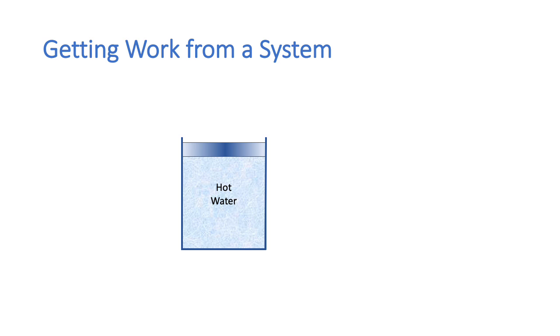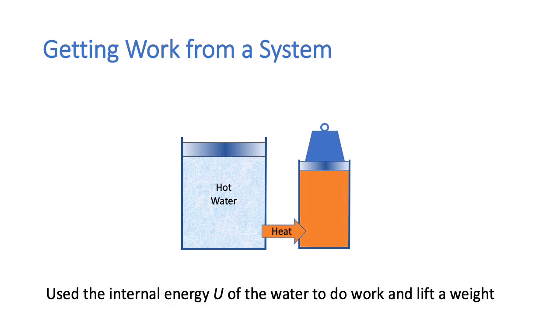We have here a cylinder of hot water, and we want to use this to do useful work, that is, to lift a weight. There are several different ways we could do this. The most obvious one is to use a cylinder filled with gas and to keep the weight on the piston. We can use the heat from the hot water to heat up the gas, it expands, and we lift the weight up. Over here we have used the internal energy, U, of the water to do work and to lift the weight.